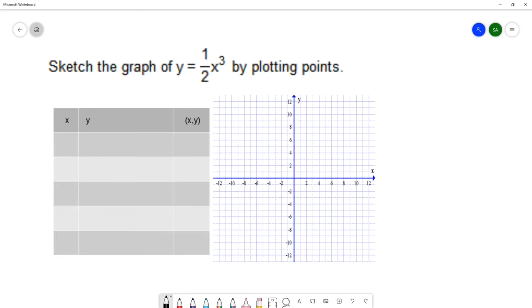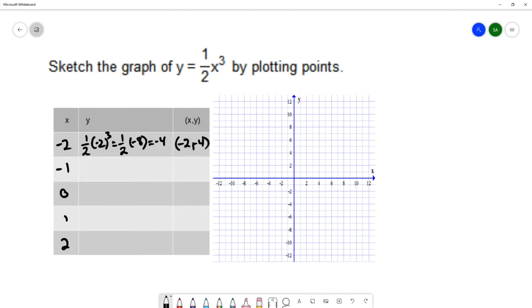I'm going to choose just a standard set of x values, -2, -1, 0, 1, and 2, and substitute that into the equation. So that will give 1/2 times -2 cubed. And when I simplify this, I should follow order of operations, applying the exponent first. -2 cubed is -8, and half of -8 is -4. And that gives me an ordered pair of -2, -4.